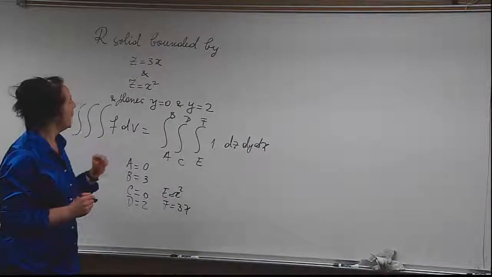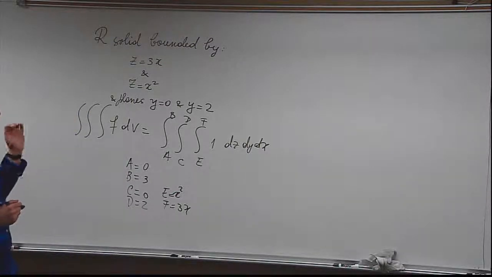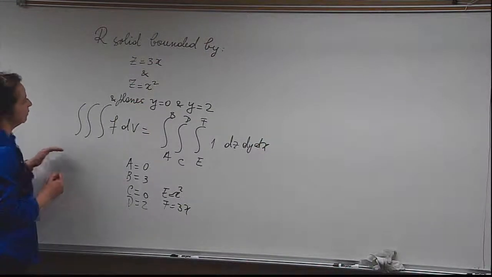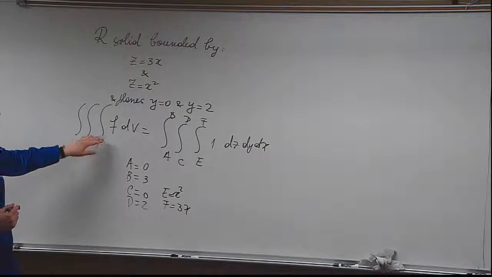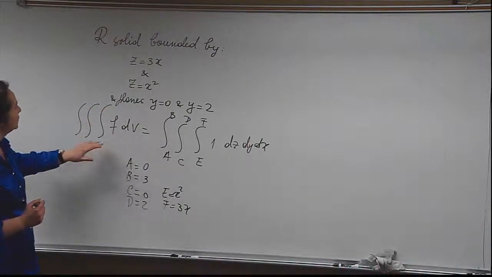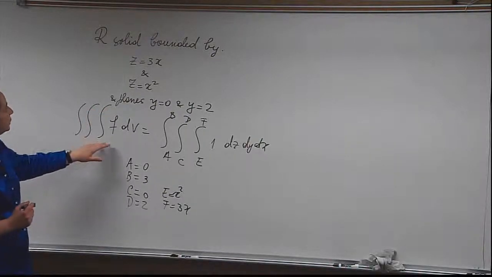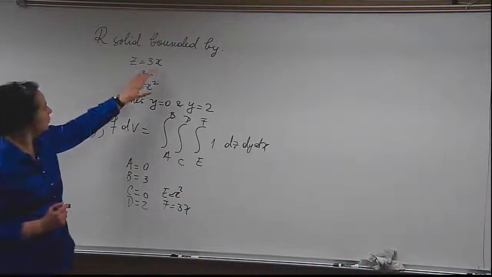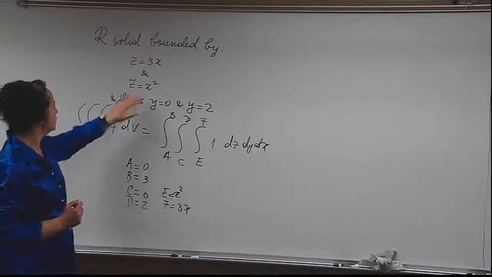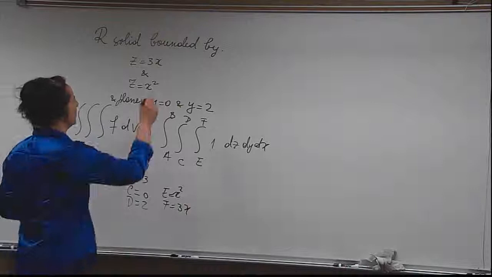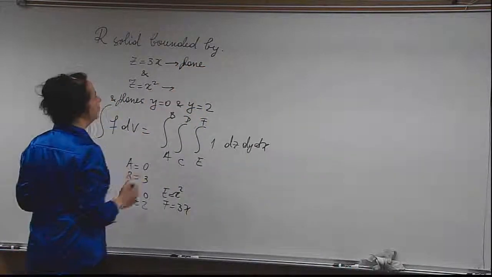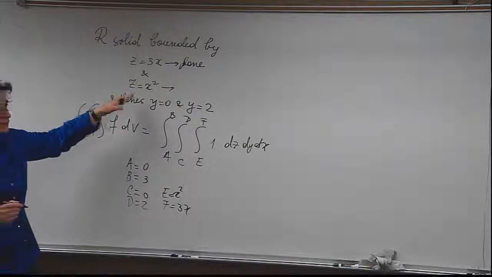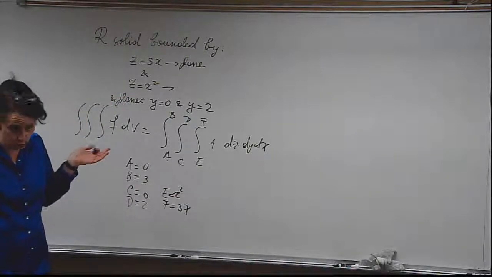All right, so I had this question from one of you saying, what kind of problem is that in terms of triple integral? We have a solid bounded by z equals 3x and z equals x squared. This is a plane. And can anybody tell me what this is? Just out of curiosity, you don't have to know.